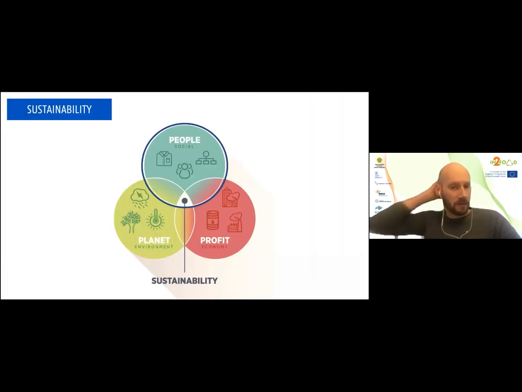But first, let's have a look at which are the three pillars of sustainability. So also there we have, of course, the planet, the environment, which is very important. We have profit, so we have to have an economy that is profitable, that gives people jobs, that makes people earn money. But then, of course, the people, they are very important. And if we want to create sustainability, we have to make sure that all these three elements are in balance with each other and are actually sustainable.